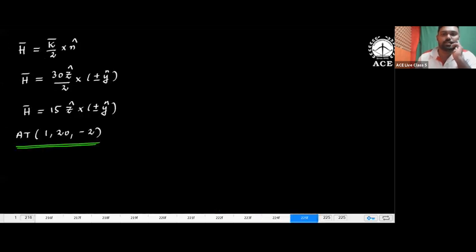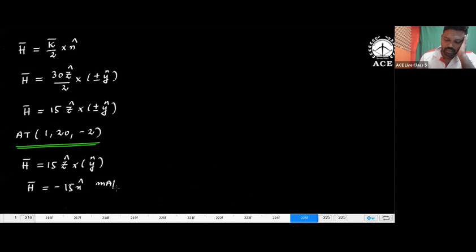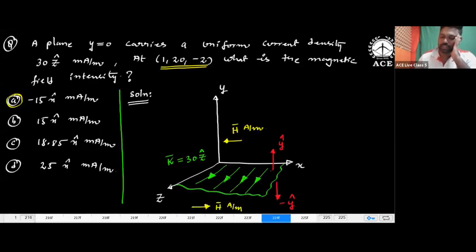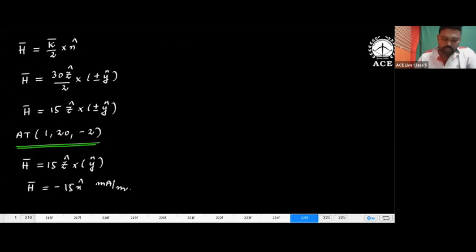Clear? So what happens here? H is equal to 15 into Z cap cross Y cap. What is this Z cross Y, beta? It is -15 X cap milliampere per meter. That is the answer. Yes, what is the answer here? Option A is the answer. But let me add some more points. Anyhow, we have got the answer.